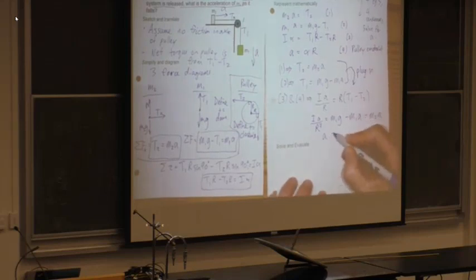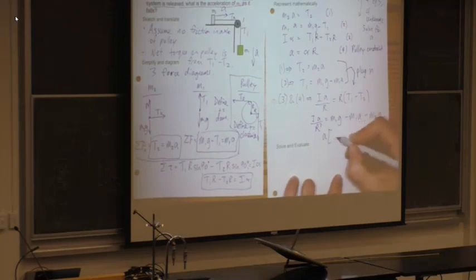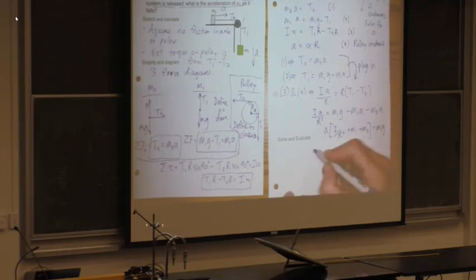So I'm going to pull out this factor of A. Everything with an A in it, I'm going to bring over to the left-hand side of the equation and pull out a factor of A. There's an A times I over R squared plus an M1 plus an M2. And then anything without an A in it, I'm going to put on the right-hand side. The only thing that doesn't have an A in it is M1 times G. And now I've solved it. So A is equal to M1 times G divided by I over R squared plus M1 plus M2.